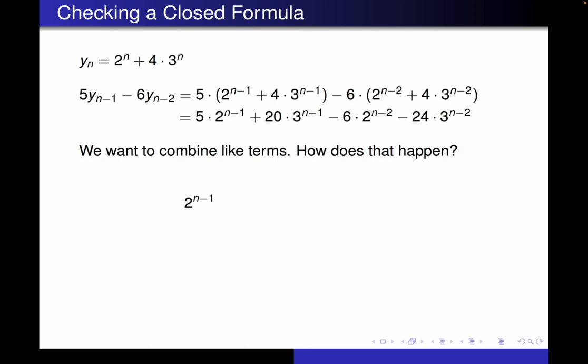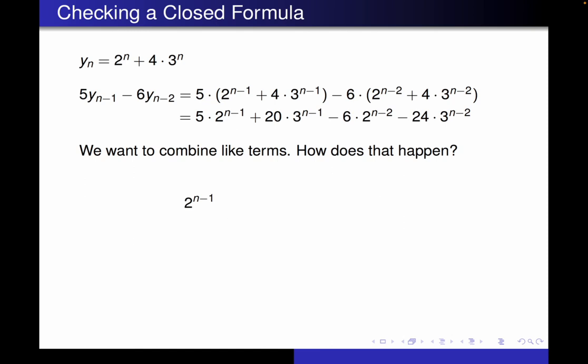So for instance, if I'm looking at 2 to the n minus 1 on the left and the 2 to the n minus 2 on the right, the only real difference between those two is that 2 to the n minus 1 has an extra factor of 2, right? That has n minus 1 factors of 2.